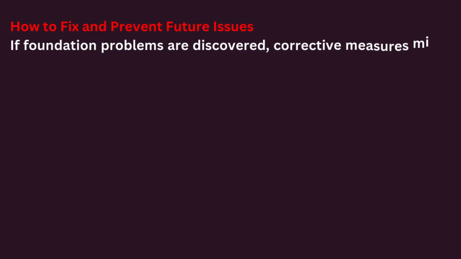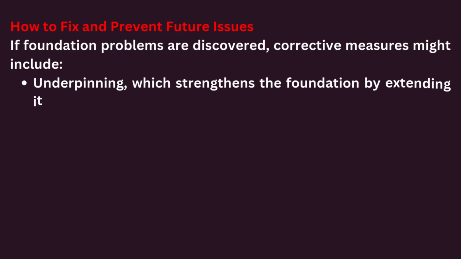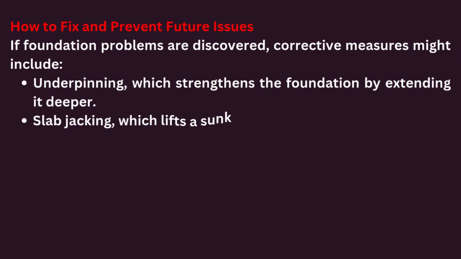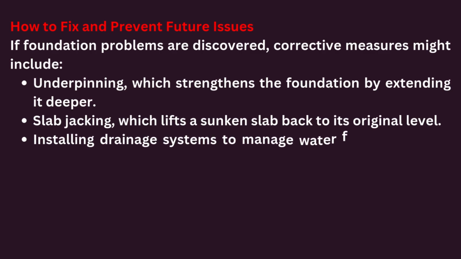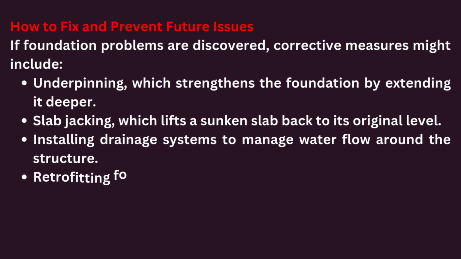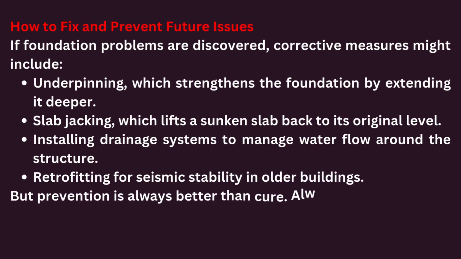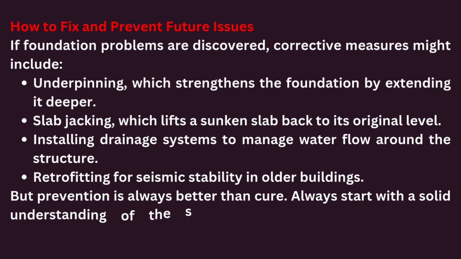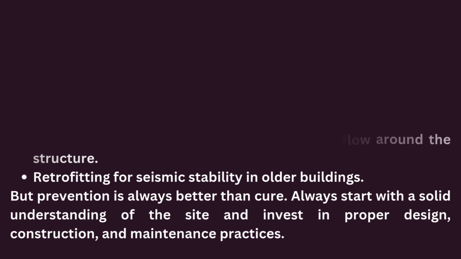How to fix and prevent future issues. If foundation problems are discovered, corrective measures might include underpinning, which strengthens the foundation by extending it deeper, slab jacking, which lifts a sunken slab back to its original level, installing drainage systems to manage water flow around the structure, retrofitting for seismic stability in older buildings. But prevention is always better than cure. Always start with a solid understanding of the site and invest in proper design, construction, and maintenance practices.